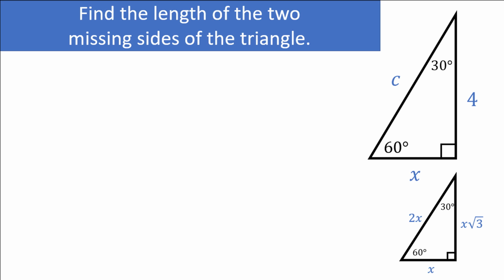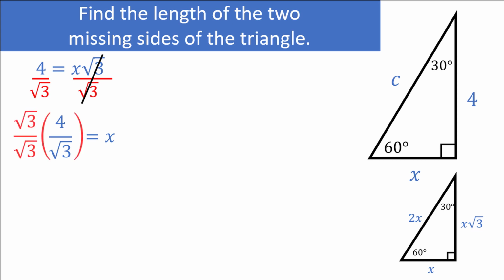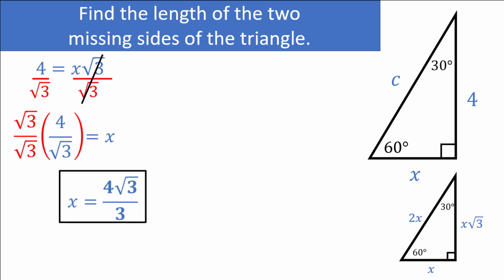Let's solve for the shorter leg x by setting 4 equal to x times the square root of 3. Dividing both sides by the square root of 3, we have that x is equal to 4 over the square root of 3. Rationalizing the denominator by multiplying by the square root of 3 over itself, we have that the length of the shorter leg is equal to 4 times the square root of 3 over 3.